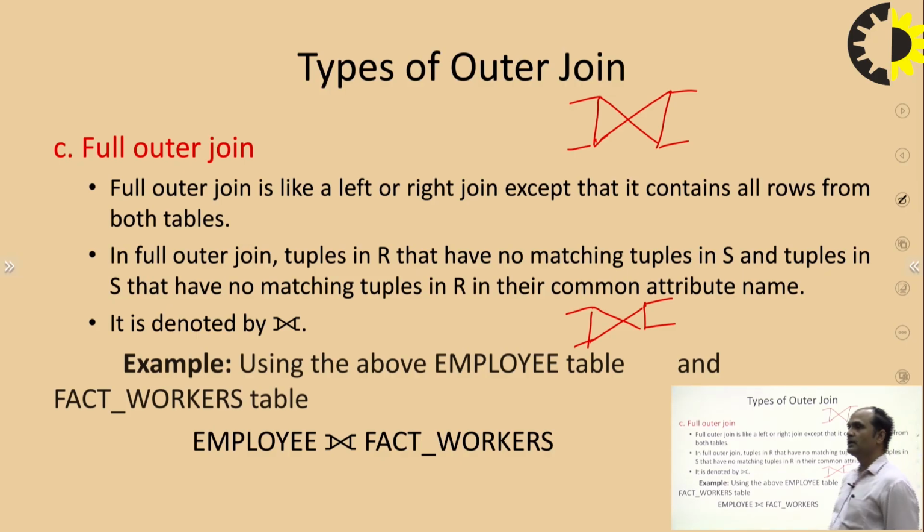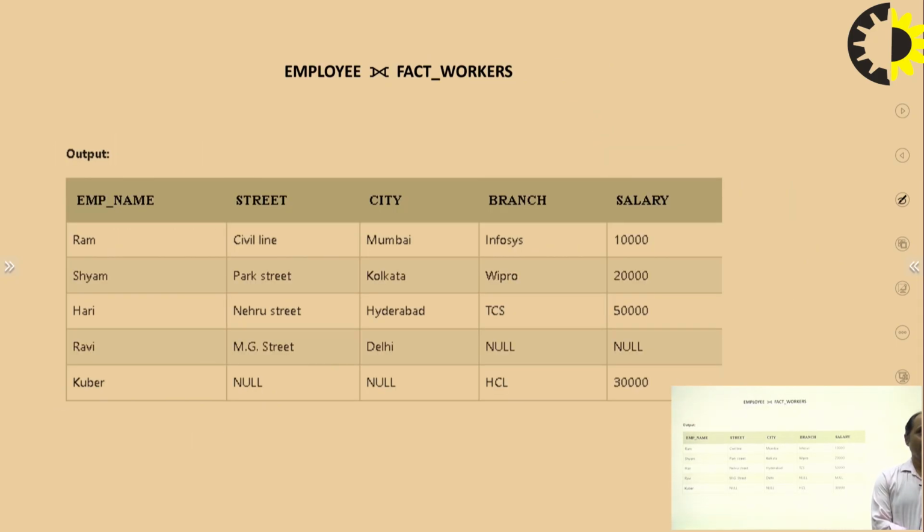This is called a type of outer join. In the full outer join, tuples in R that have no matching tuple in S, and tuples in S that have no matching tuple in R, with their common attribute name, it can be outer join. That is called full outer join. If we combine these two tables by using the symbol of full outer join, it contains all the data of table 1 and all the data of table 2.